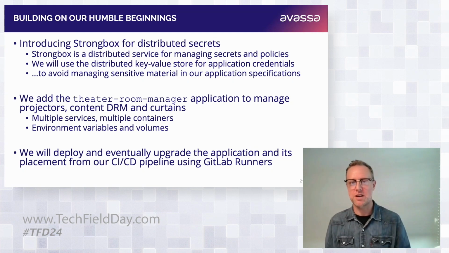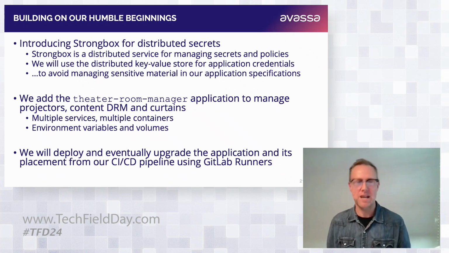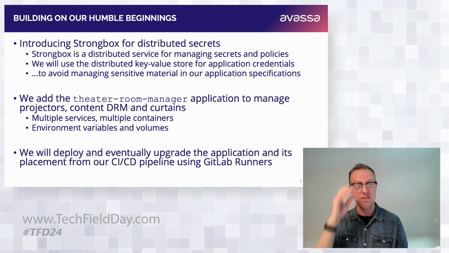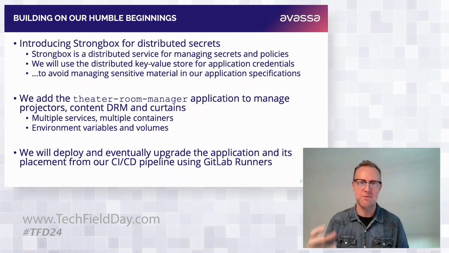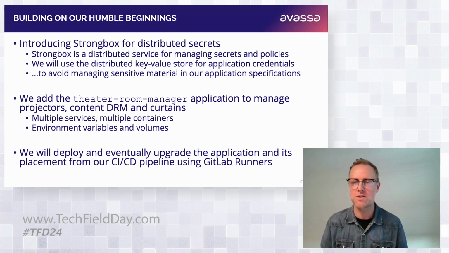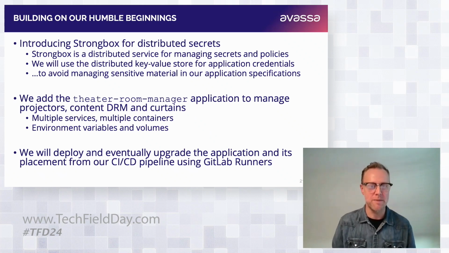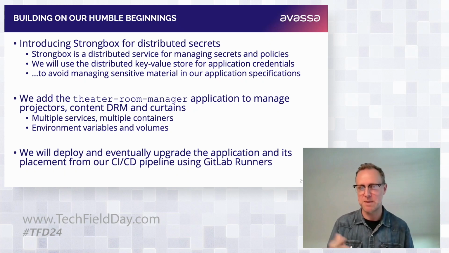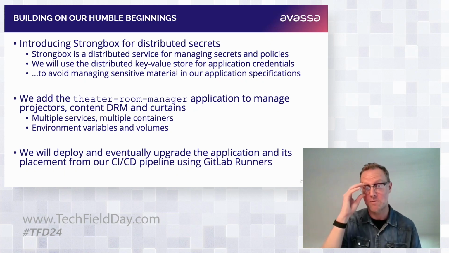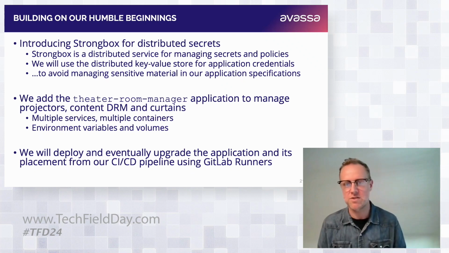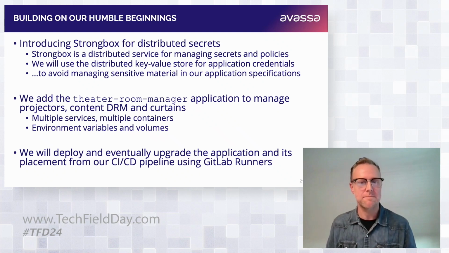So we're going to start introducing a couple of more powerful things. I talked about Strongbox before. We're going to show you how to use something called Strongbox for distributed secrets, and we'll use what is actually a distributed key value store. So it's something you manage from the control tower, but that gets exposed to applications that have the privileges to read it. And we do that to avoid managing sensitive material in application specifications or in environment variables, which is unfortunately best practice in the industry today. Of course, we want to get away from that, and we want a centrally managed way of doing that.